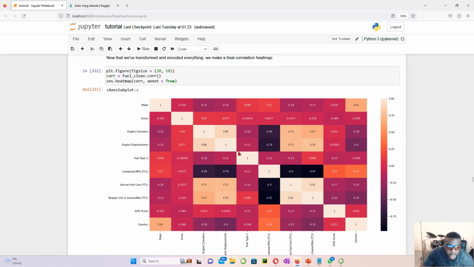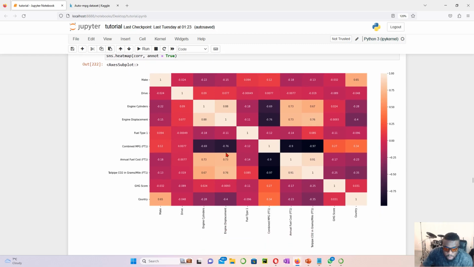And if we note here, just looking at combined MPG, once again, there's strong and negative correlations with engine cylinders and engine displacement. And there is a strong negative correlation with annual fuel cost, and there's a strong negative correlation with tailpipe CO2.